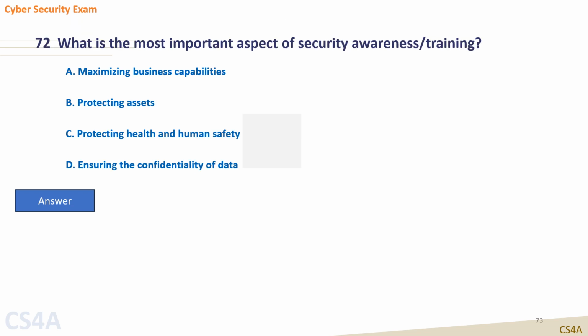So here the question is, what is the most important aspect of security awareness training? Here the keyword is most important. So answer options are maximize business capabilities, no. Protecting data, protecting assets might be, but that is not most important. Protect health and human safety, yeah, that's the most important aspect of security awareness training. So C is the correct answer.